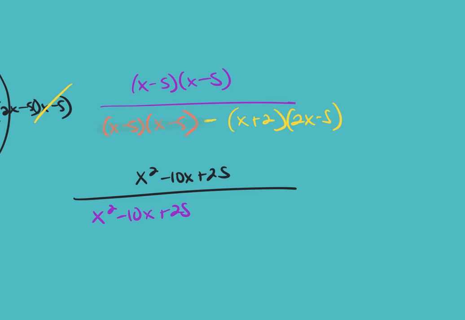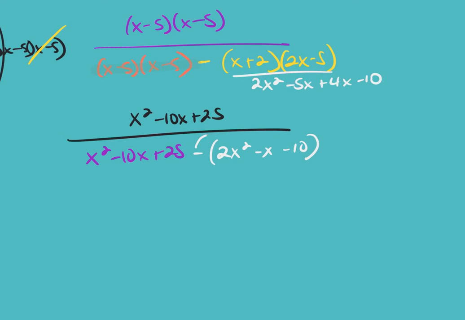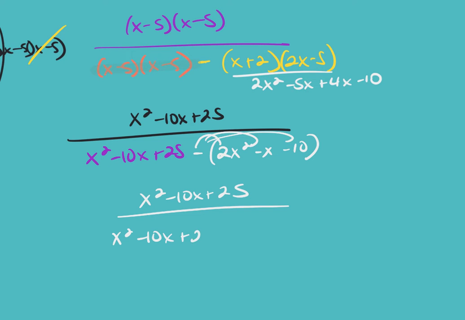And this one would be minus, I'm going to FOIL it out, 2x squared minus 5x plus 4x minus 10, or 2x squared minus x minus 10. And then I would distribute, so x squared minus 10x plus 25, the numerator stays the same. X squared minus 10x plus 25 minus 2x squared plus x plus 10. That negative changes the signs of everything after it.